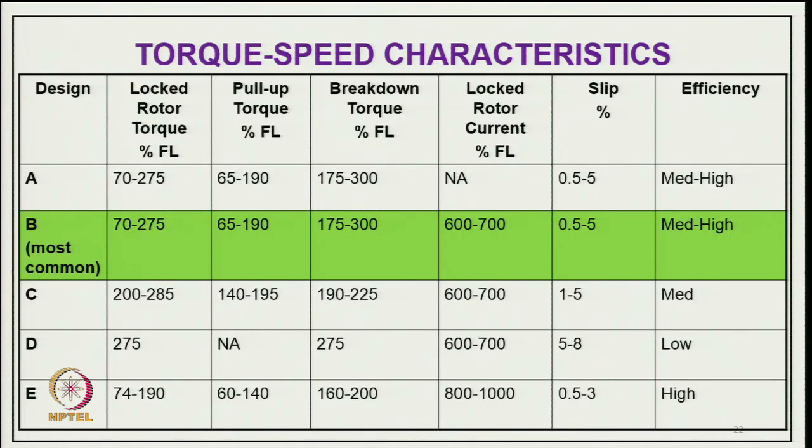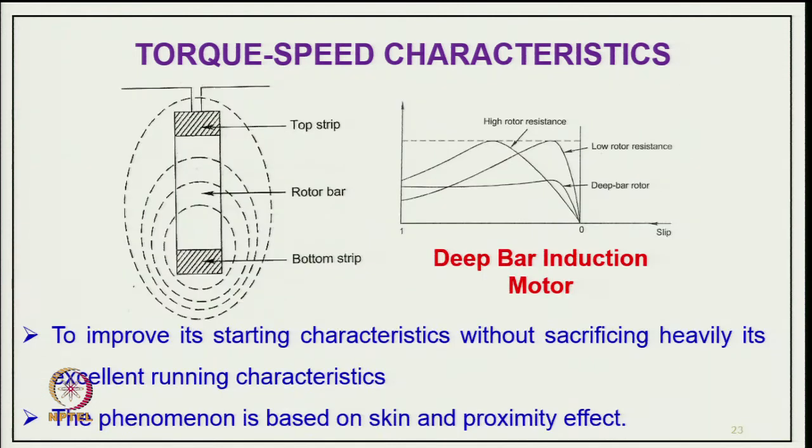And these are the typical characteristics of the different types: A, B, C, D, E. Here it is the most common B type, where maximum torque is up to around 300%, starting current is 6 to 7 times rated current, slip is around 0.5 to 5%, and of course efficiency is medium to high. So, these are of course other motors also.